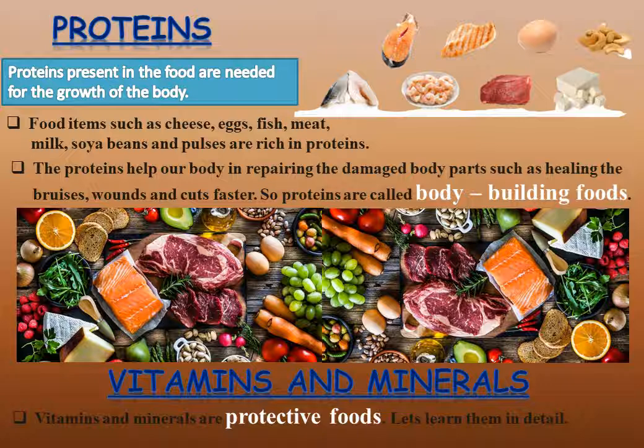The name that we use for the food items is bodybuilding foods. Which items? The food items rich in proteins are called bodybuilding foods. Likewise, the food items rich in vitamins and minerals are called protective foods. The statement says vitamins and minerals are protective foods. Now let's learn about them.